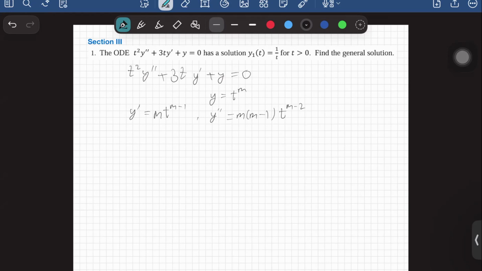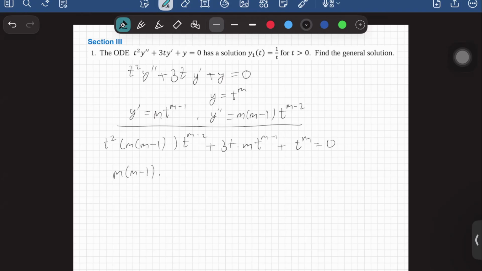If we plug these values into the ODE, what we get is t squared times m(m minus 1) t to the power of m minus 2, plus 3t times m t to the power of m minus 1, plus t to the power of m equals 0, right? And now we just simplify.